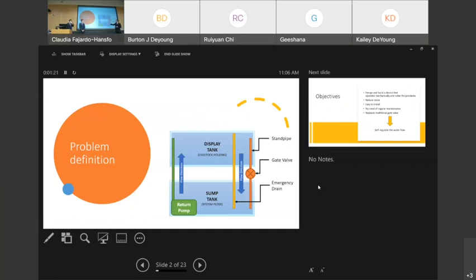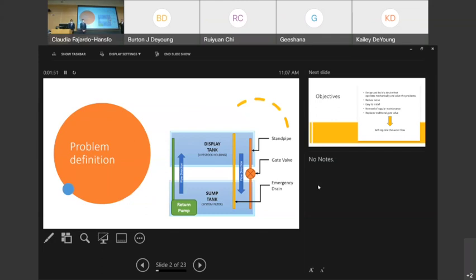So you would have a sump tank, where you can do all the filtering and get the water down into your sump tank. You have an emergency drain, which is yellow, a standpipe, which is orange, and then you have a return pump, which drives that water back into your display tank. The issue with this traditional design is that the water is always bouncing between either the emergency drain in yellow or dropping down to the height of the standpipe.